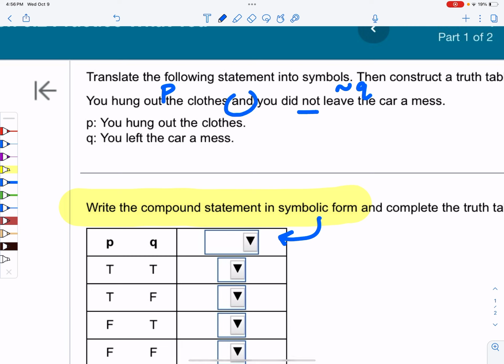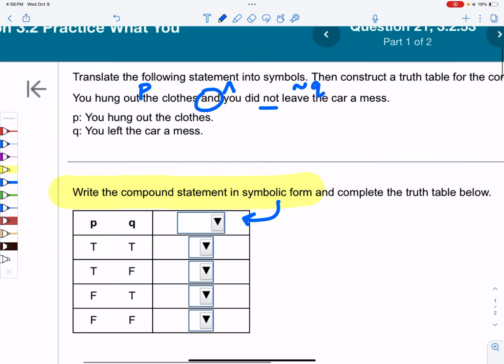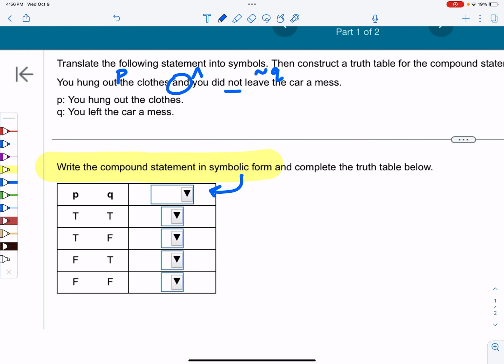And you're looking at a conjunction, which is an "and", and the notation for the conjunction is that upside down V. So the first thing I would do is write the statement in symbolic form, which I'm going to put up there at the top, which is P and not Q. Okay, that's what would go right here.